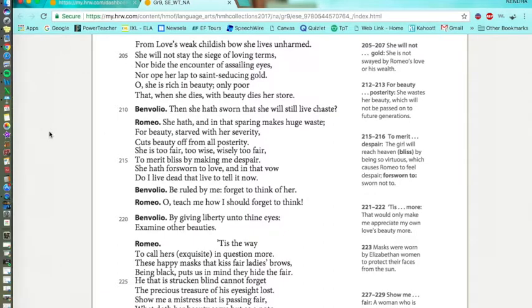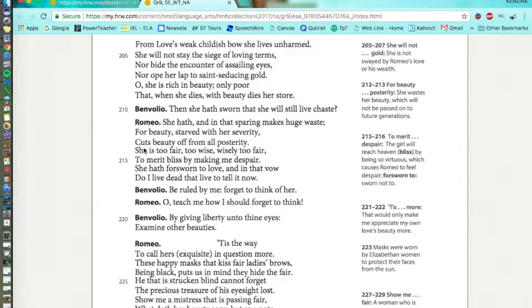Benvolio says, then she hath sworn that she will still live chaste? Romeo, she hath, and in that sparing makes huge waste. For beauty starved with her severity cuts beauty off from all posterity. She is too fair, too wise, wisely too fair, to merit bliss by making me despair. She hath forsworn to love, and in that vow do I live dead that live to tell it now.